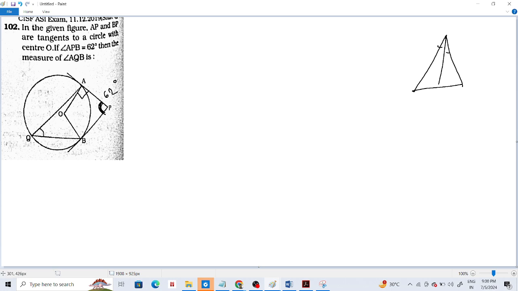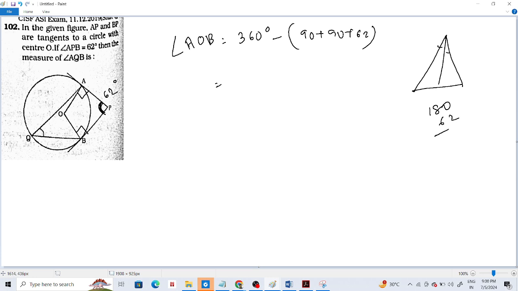Very good. See, this is 90, this is 90, so what will angle AOB be? 360 degrees minus 90 plus 90 plus 62, okay, so this is 118. What is this going to be? 118 divided by 2, 59.